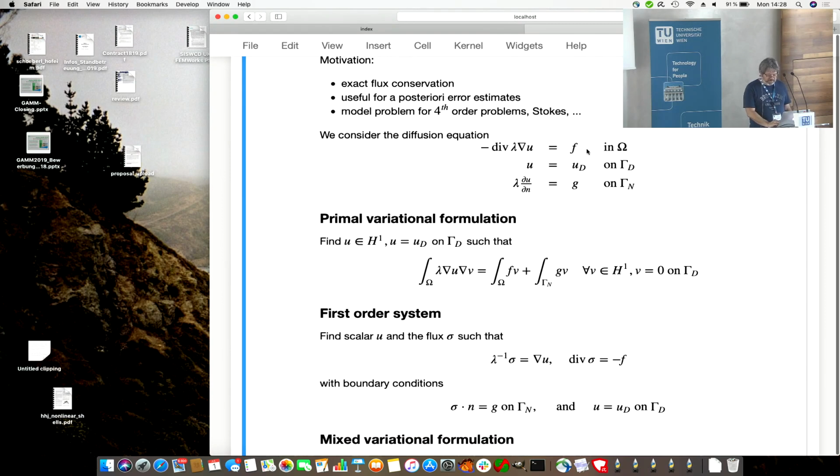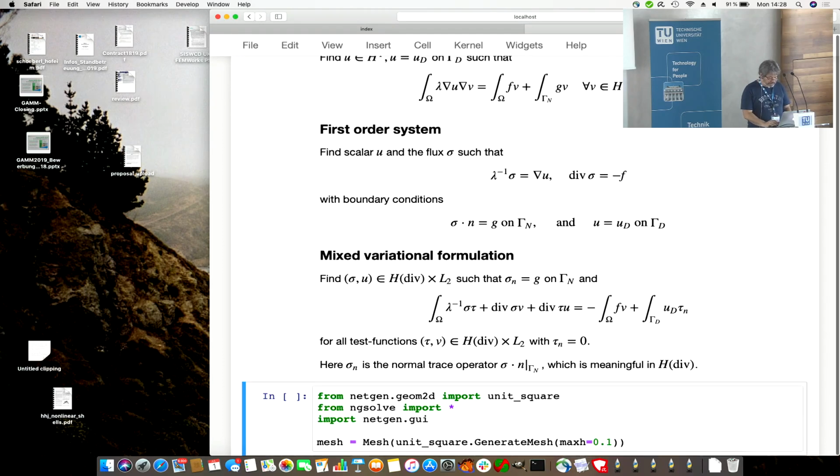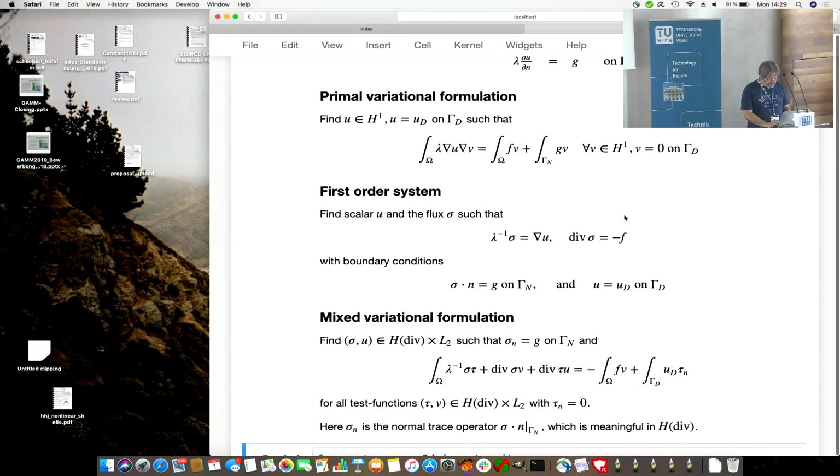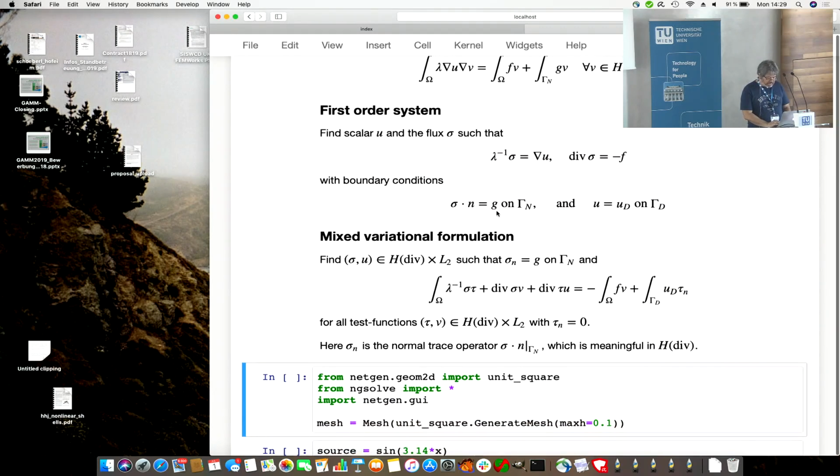Minus div lambda grad u equals f with mixed boundary conditions. The standard primal formulation, we have the lambda in here, source term, the natural boundary condition for the Neumann boundary condition. To get to a mixed formulation, we reduce it to a first-order system. The lambda inverse sigma is gradient u, and div sigma equals f. Now the boundary condition can apply to sigma and to u.